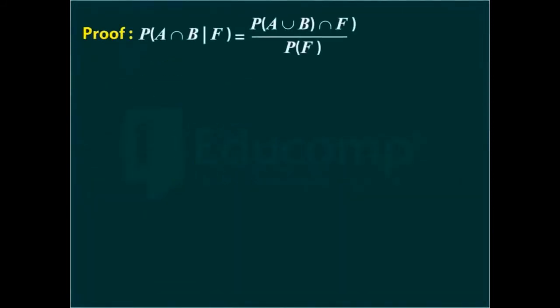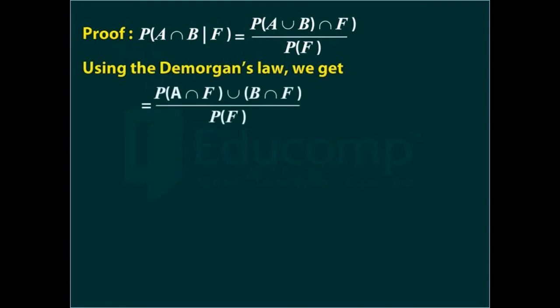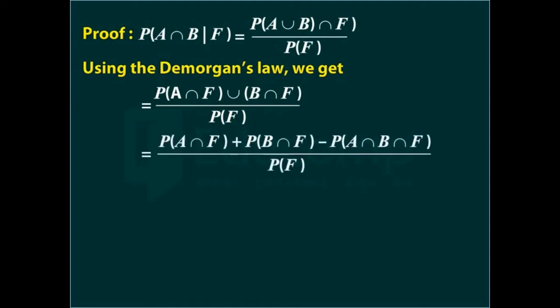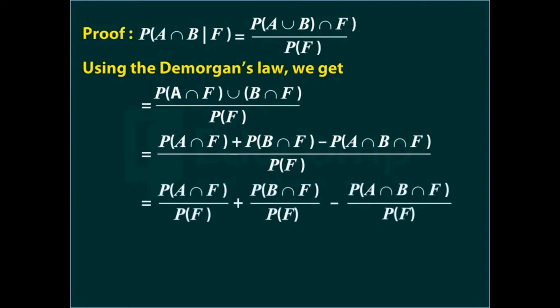Proof: probability of A union B provided F has occurred equals probability of (A union B) intersection F by probability of F. Using the distributive law, we get probability of (A intersection F) union (B intersection F) by probability of F. This results in probability of A intersection F plus probability of B intersection F minus probability of A intersection B intersection F, by probability of F. That is, probability of A intersection F by probability of F plus probability of B intersection F by probability of F minus probability of A intersection B intersection F by probability of F. This further results in probability of A provided F has occurred plus probability of B provided F has occurred minus probability of A intersection B provided F has occurred.